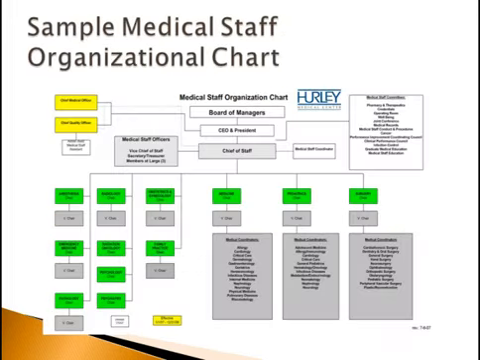Here's a sample medical staff organizational chart, and this is quite extensive. You can see that the chief of staff reports to the board of managers. They have medical staff committees on the side. They have several departments: anesthesia, radiology, OBGYN, family practice, psychiatry. It's quite extensive. And you can see they have chairmen and vice chairmen.